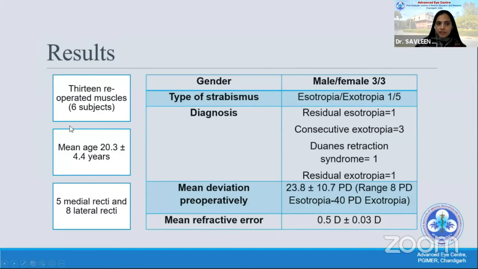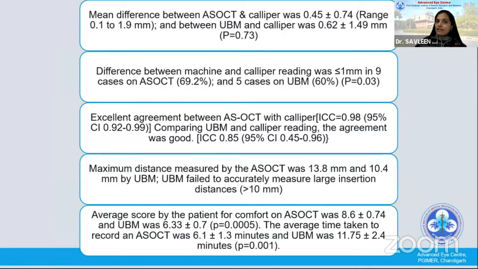We saw that amongst the 13 operated muscles, which had all types of diagnosis of residual and consecutive exo and esotropias, the patients were emmetropic. We saw that ASOCT and UBM were comparable to the caliper. It was not statistically different. But once you talk about muscle insertions within 1 mm, the ASOCT gave an accuracy of 70% as compared to fairly low on the UBM. If you exclude the cases that you could not image, this comes down to 40%. There was an excellent agreement between ASOCT with caliper, and UBM also gave a good correlation with the caliper.